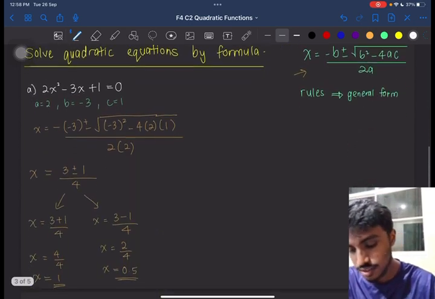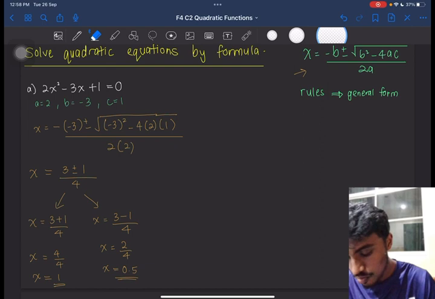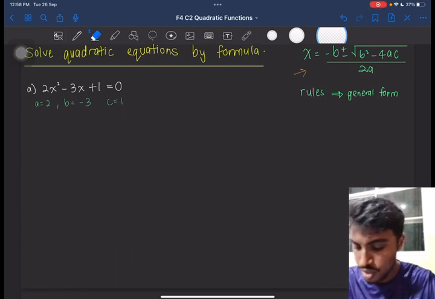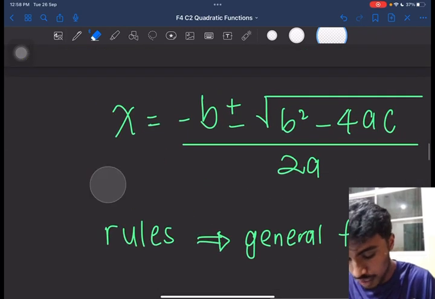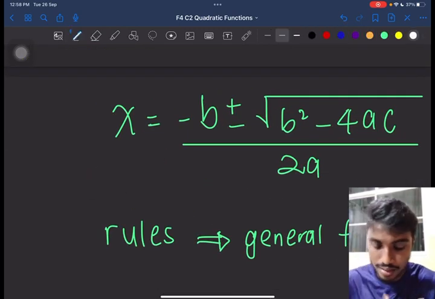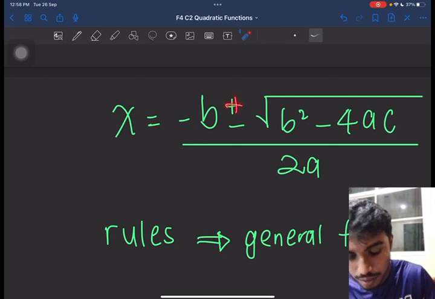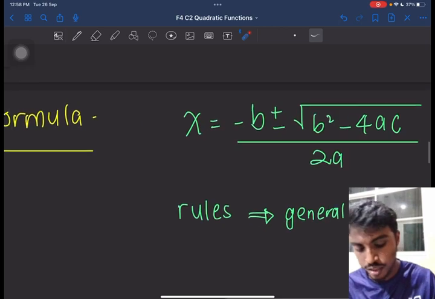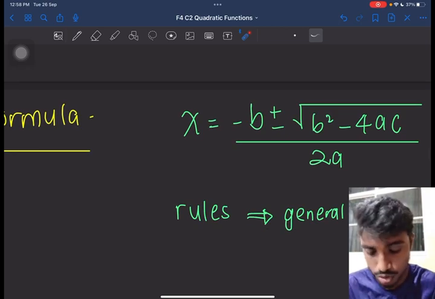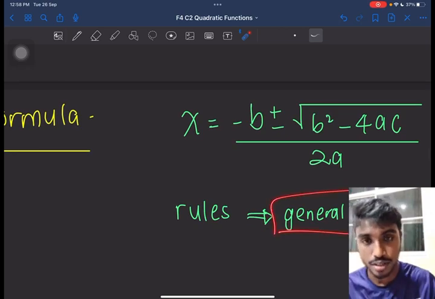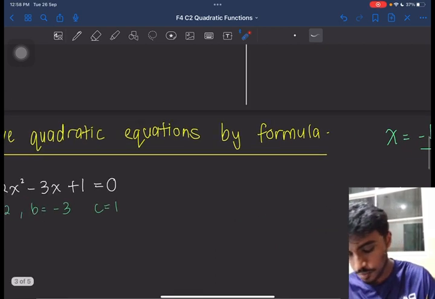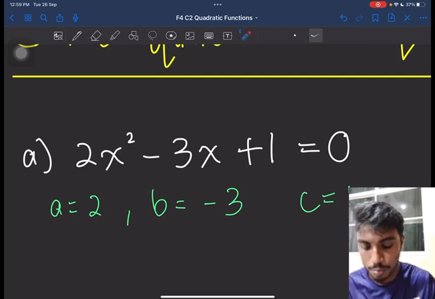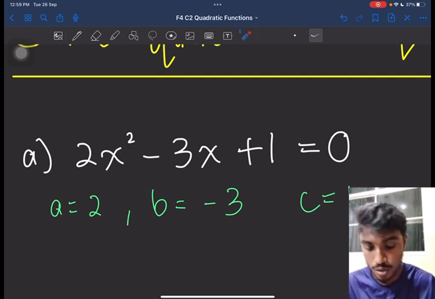Next is how to solve the equation based on the formula. As I told you, there is one formula, which is x equals negative b plus minus the square root of b squared minus 4ac, over 2a. There is only one rule to use this formula: make sure the quadratic equation is in general form. Let's take one example, 2x squared minus 3x plus 1 equals 0.